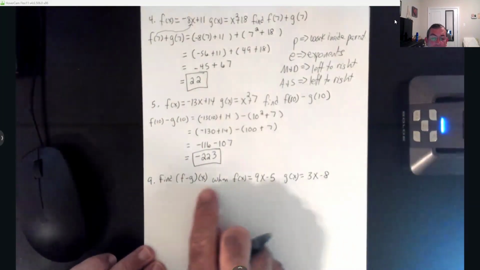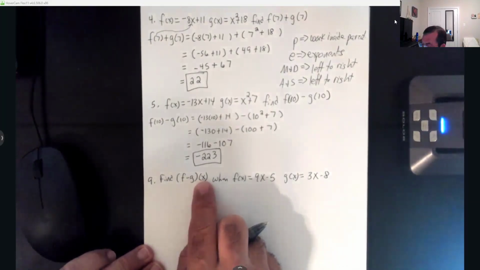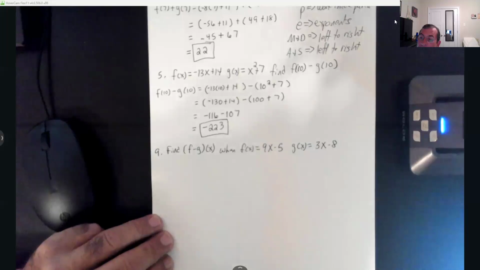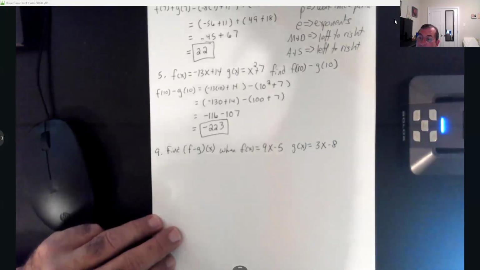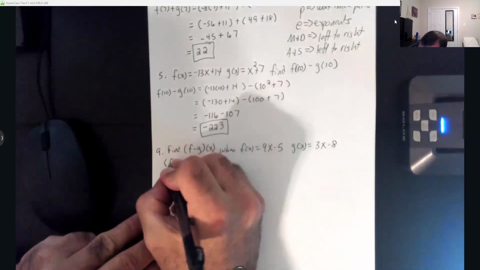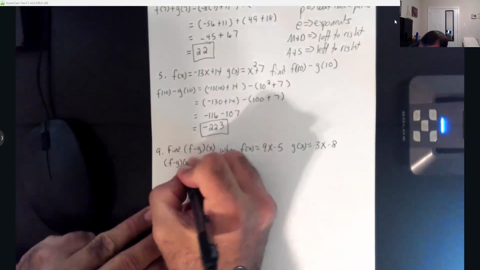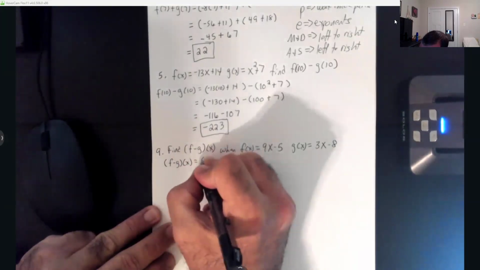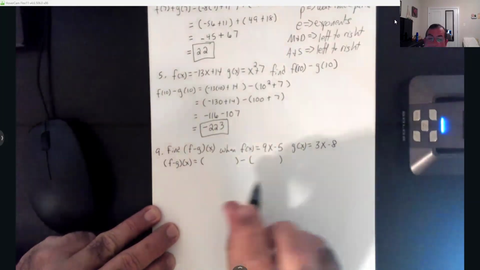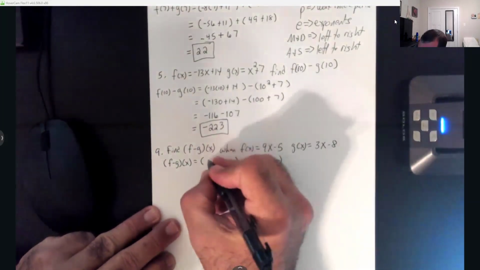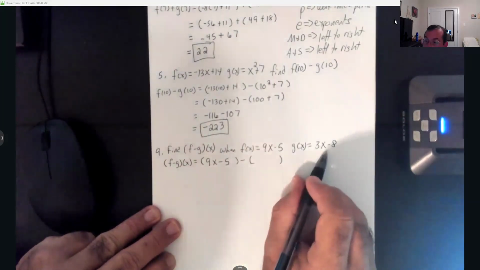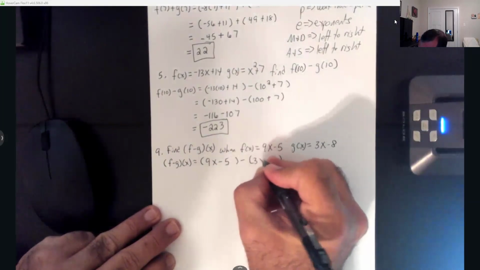So notice they're not giving me a number this time. So when they don't give you numbers, you can't get a single number answer. You've got to get some kind of simplified expression. So y'all, here we go. F minus g of x will equal my f minus my g. All right, f was 9x minus 5. G is 3x minus 8.